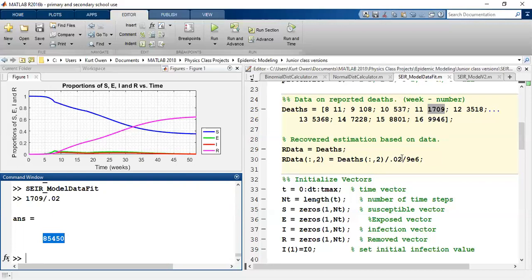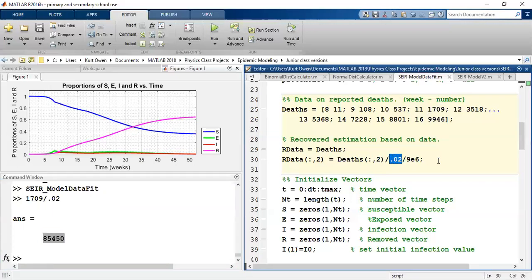So dividing by 0.02 is revising upward to how many people had actually passed through being ill, where 98% had recovered and 2% had died. That gives me a number on how many have been removed, which gives me a proper R value to use.